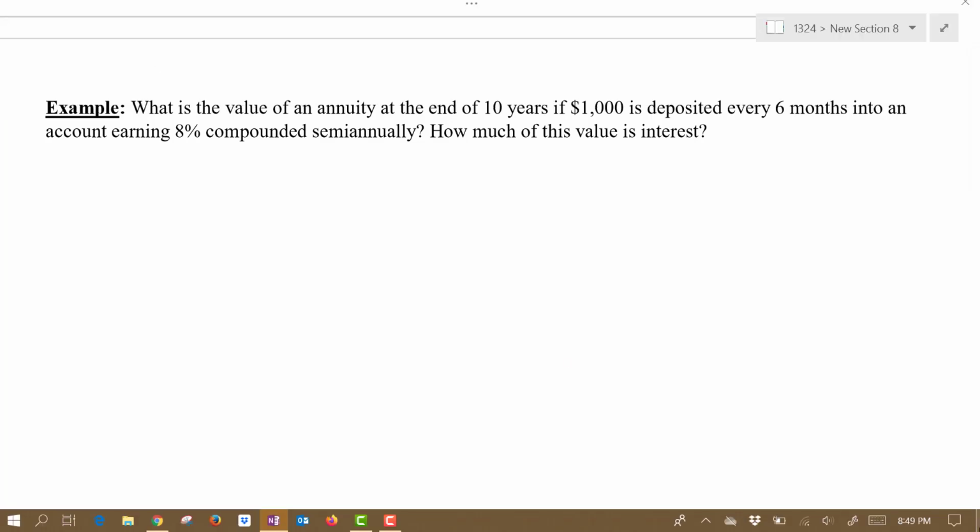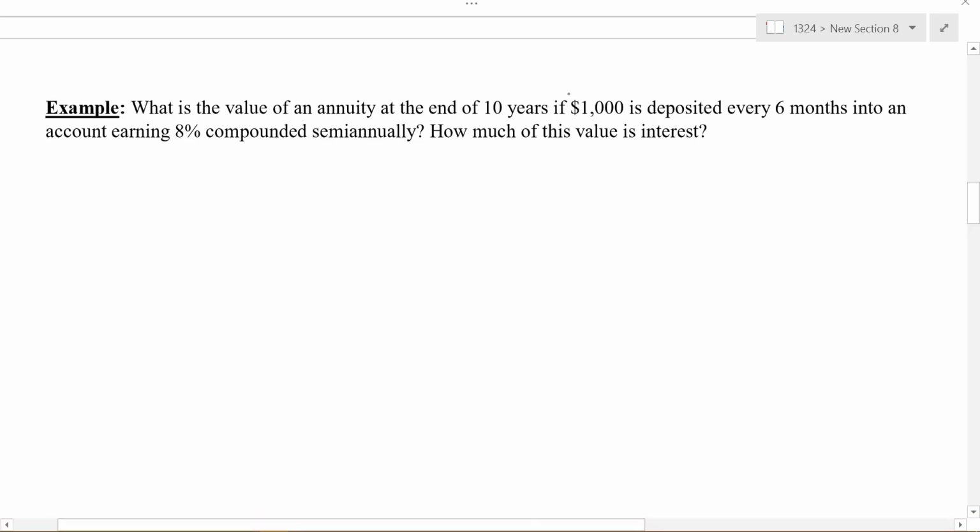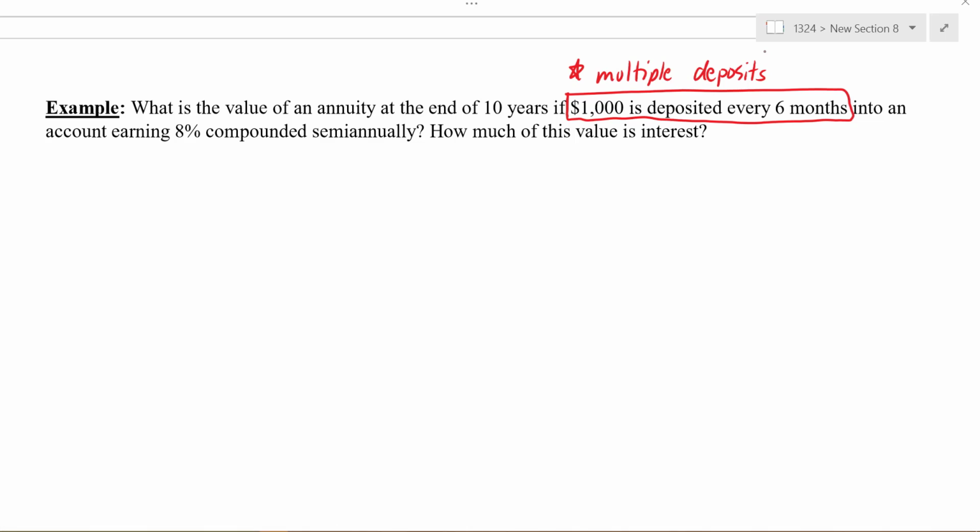The first thing that I want to mention is that we are making multiple deposits. So we are depositing $1,000 every 6 months. So this is multiple deposits. If you are making multiple deposits, then we're not talking about simple interest, and we're not talking about compound interest. When you're making multiple deposits into an account for the duration of a loan or some account, then you are talking about an annuity.